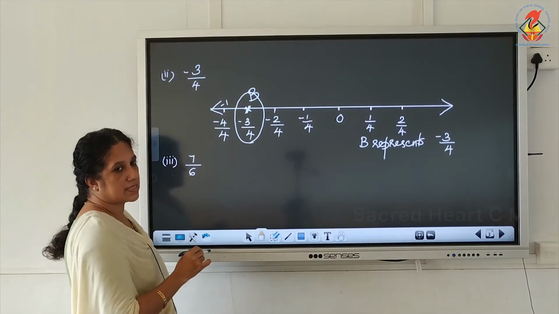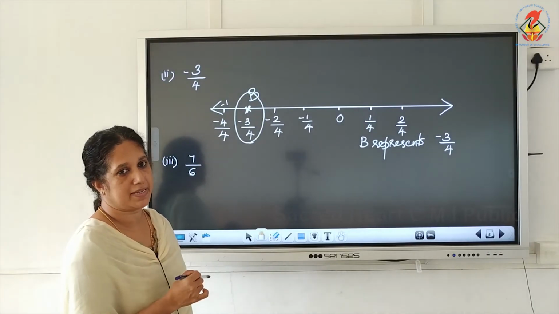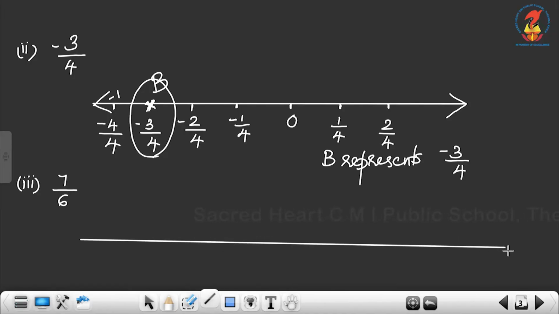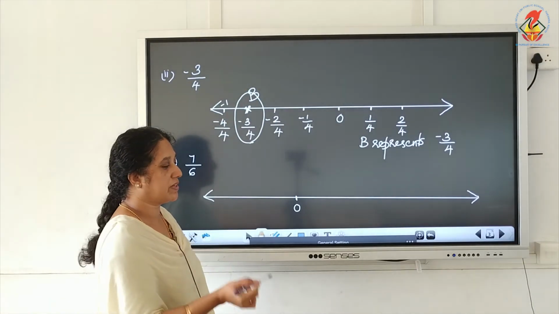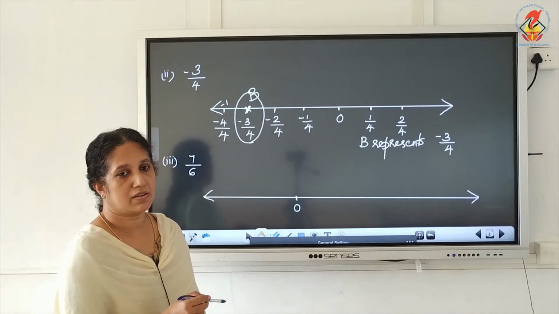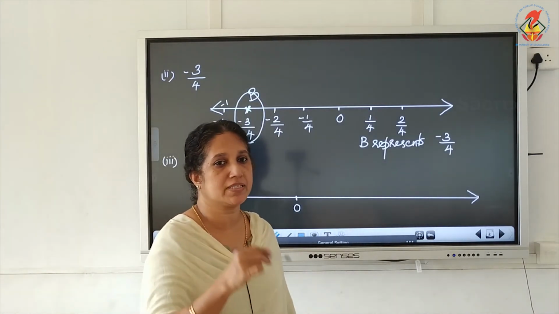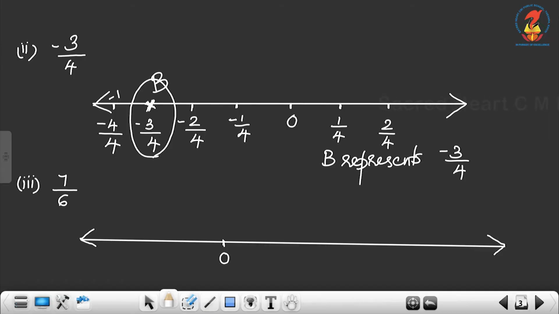Now next question, 7 by 6. Okay, 7 by 6. First draw the number line, put the arrow mark, then I mark 0. Look at the denominator. What is the denominator here? 6. So what we have to do? We have to mark 6 points at equal distances. So you have to mark 6 points. So the distance you can take as 1 centimeter.